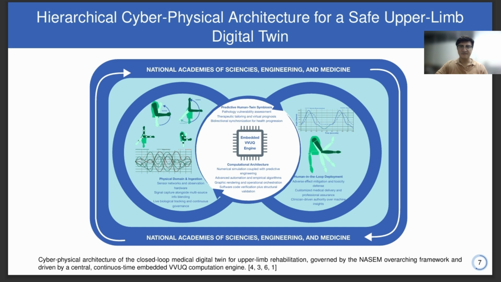At the center, the embedded VVUQ engine, the heart of our engineering work. It verifies the code, validates movement against real human limits, and quantifies sensor errors. On the right, the virtual representation and human-in-the-loop deployment: the verified data feeds the digital twin, letting the system predict risks, optimize treatment, and prevent injuries.